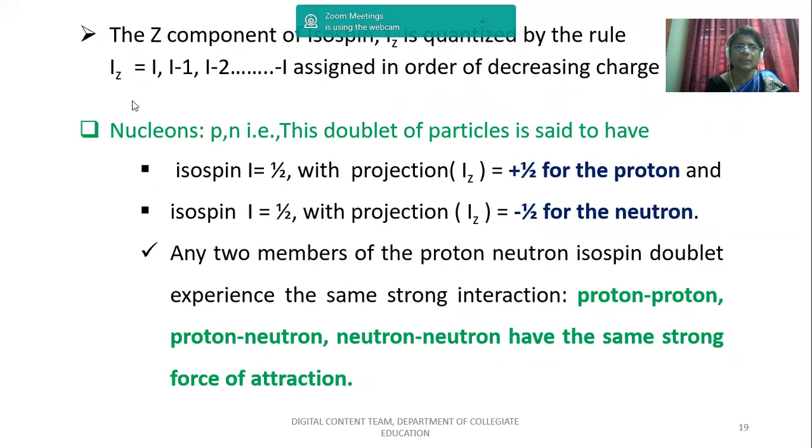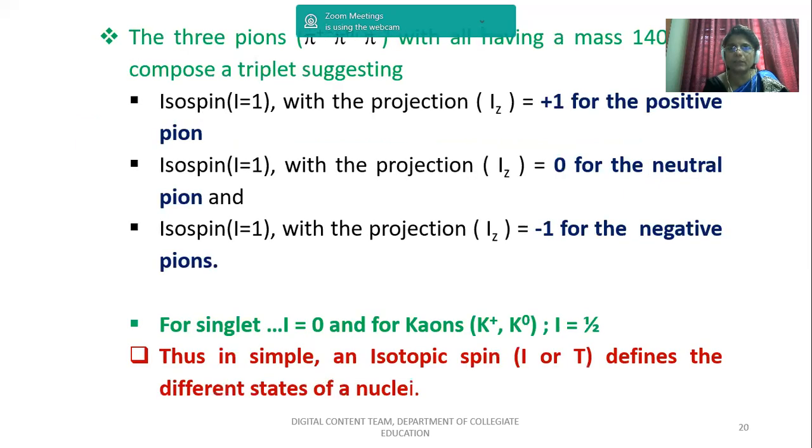Here, the Iz values for a particular I value can be calculated based on the decreasing order of the charge. If I consider I is 1, for the next particle it becomes I minus 1, which is 1 minus 1, 0, and for I minus 2, it is 1 minus 2, minus 1. That's what we are observing here.